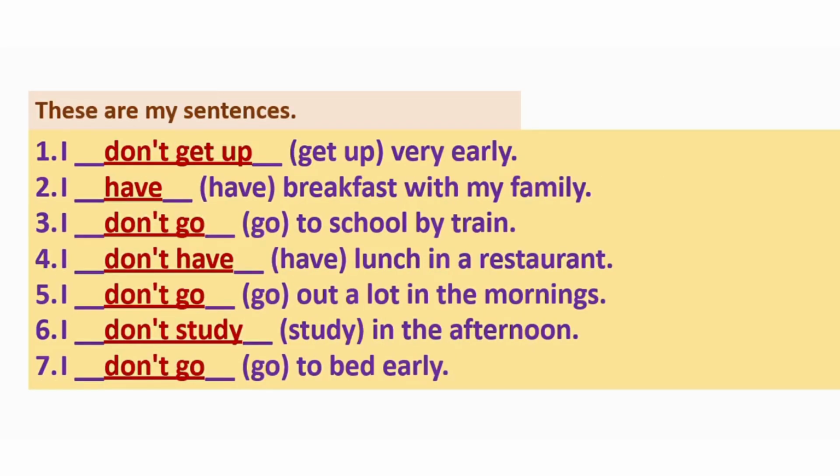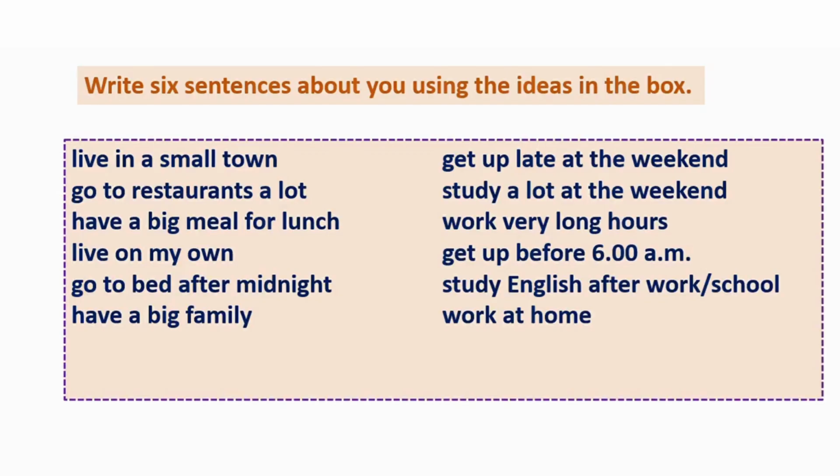Here are my sentences. I don't get up very early. I have breakfast with my family. I don't go to school by train. I don't have lunch in a restaurant. I don't go out a lot in the mornings. I don't study in the afternoon. I don't go to bed early. And then let's move on to another exercise.